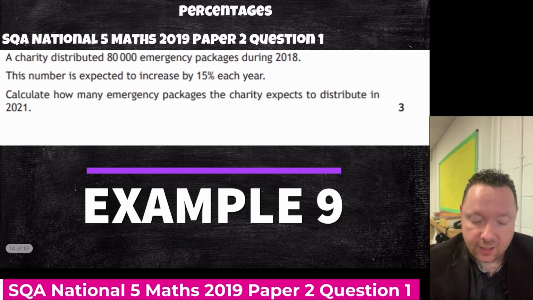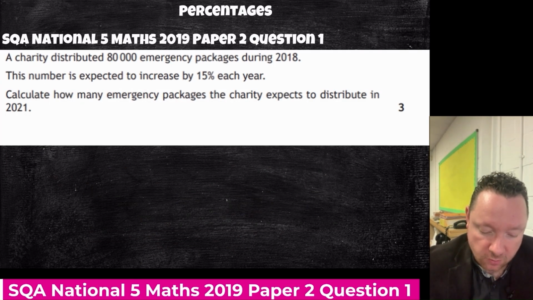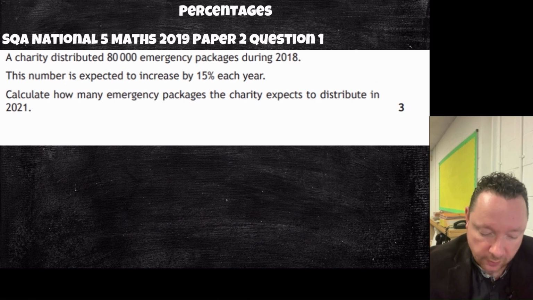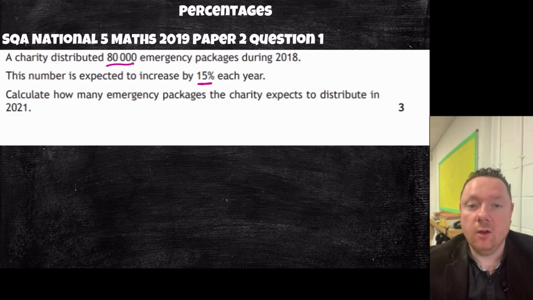SQA National 5 Maths 2019, Paper 2, Question 1. A charity distributed 80,000 emergency packages during 2018. The number is expected to increase by 15% each year. How many packages is it expected to distribute in 2021? So again, there's our amount, there's our percentage, and then the time we can work out is the difference between the years.